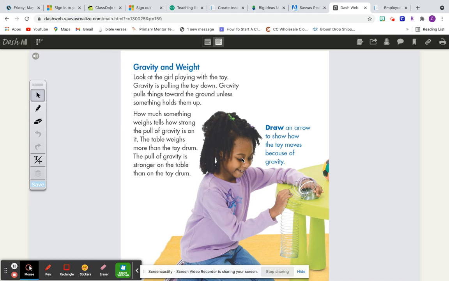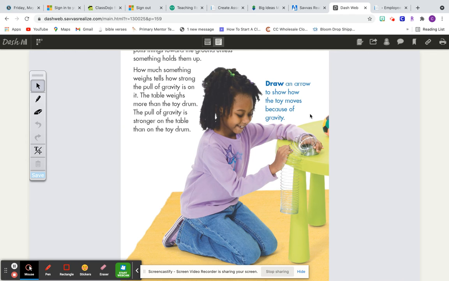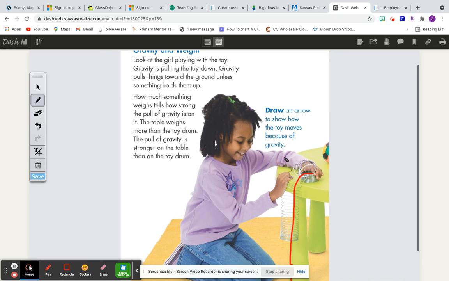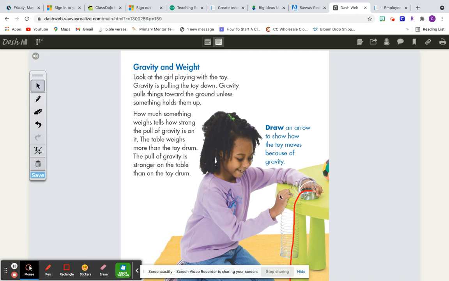So something that is heavier is going to have a stronger pull of gravity. So if you dropped the table and the toy drum, the table is going to land on the ground first because it is heavier. The pull of gravity is stronger because of the weight. So if we draw an arrow to show how the toy moves because of gravity, she's pushing it, but then it's going to fall down because of gravity. But it probably doesn't weigh very much, so its force of gravity is probably not too strong.